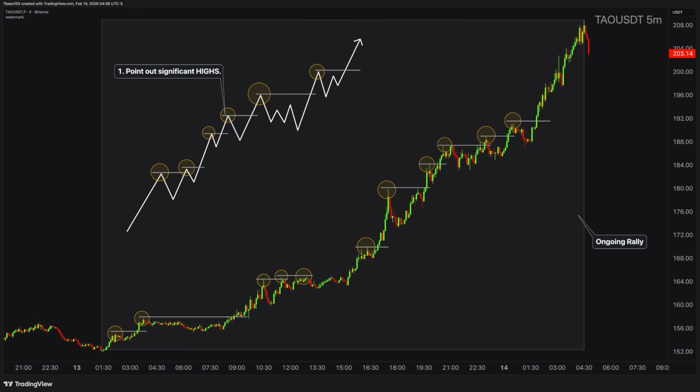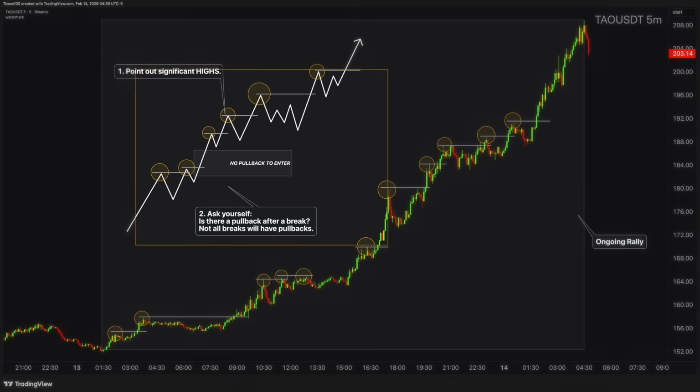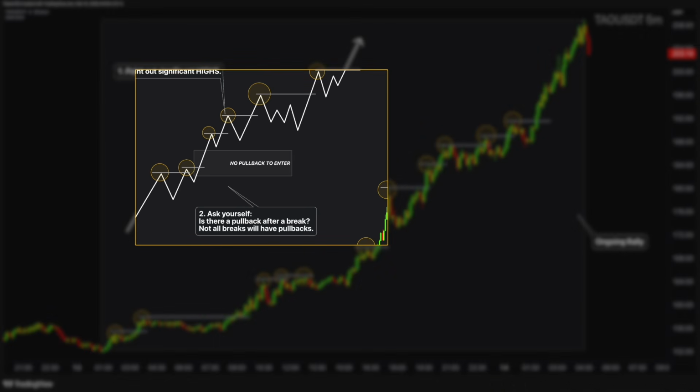Once those highs get broken, you need to ask yourself one simple question. Is there a pullback happening after any significant breaks? And remember, not every single breakout will give you a clean pullback to enter. For example, right here there is no pullback at all. Price just keeps rallying straight up without giving any real entry opportunity.